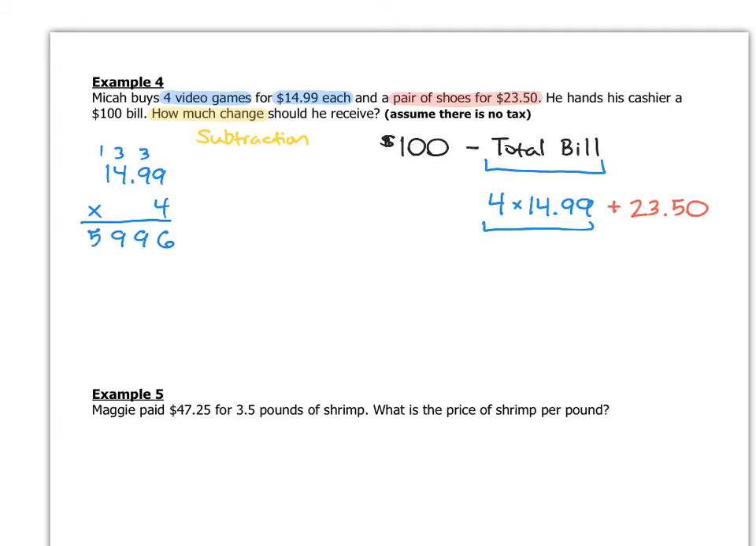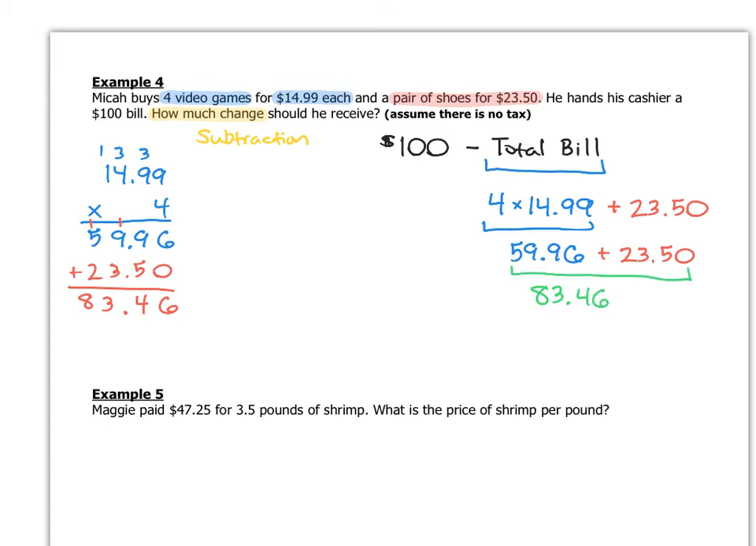When I multiply those numbers, I get 59.96. So that means on video games alone, Micah spent $59.96. Now I need to add in the cost for the shoes. So we'll add $23.50 for the shoes. Since we're adding, we want to line up the decimal points. So I get 6, 14, 13, and 8. So that means that Micah spent a total of $83.46 on video games and shoes.